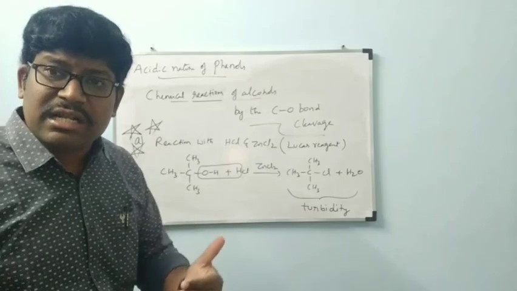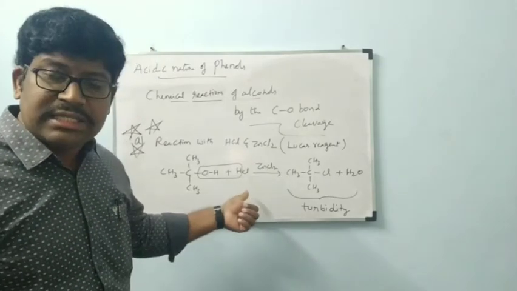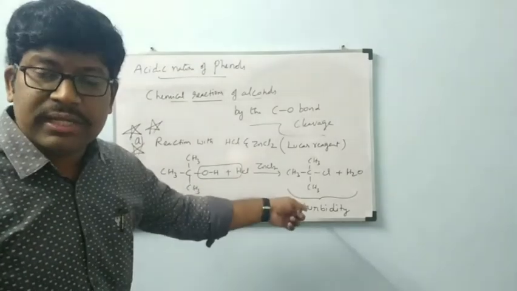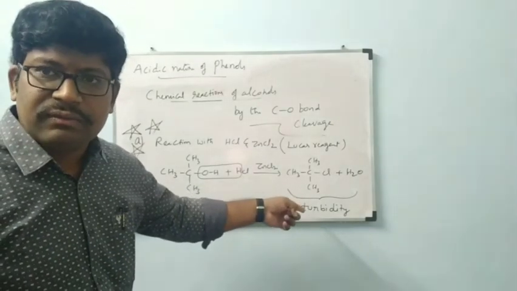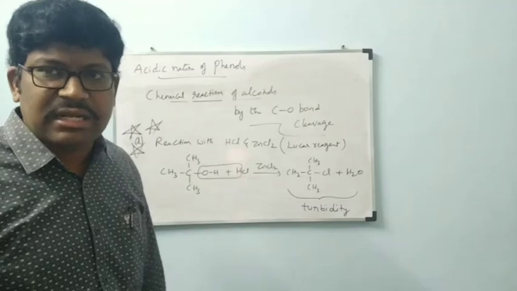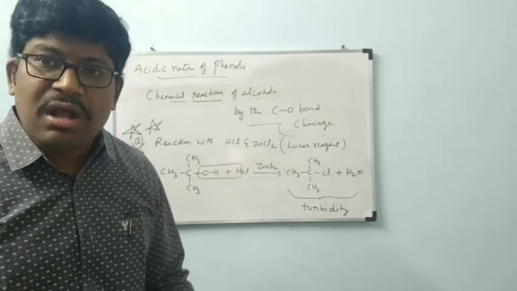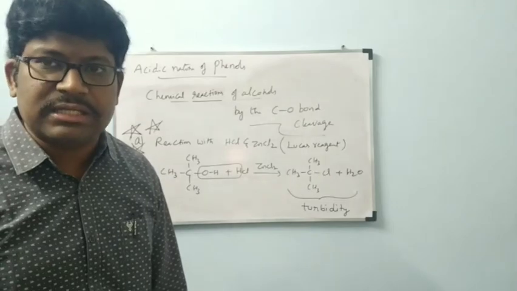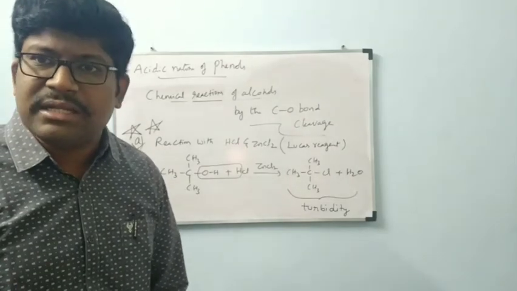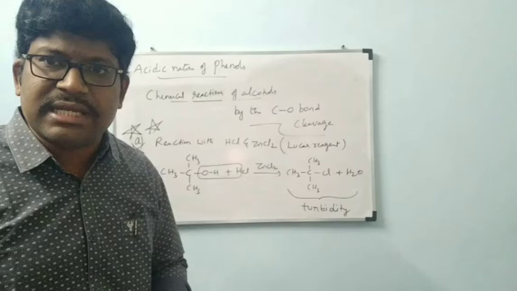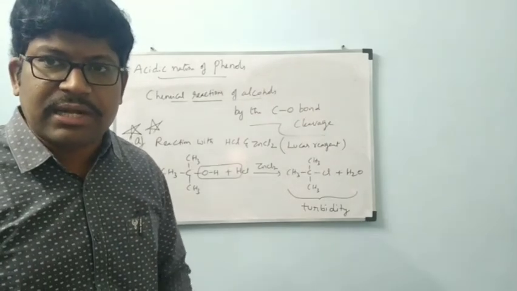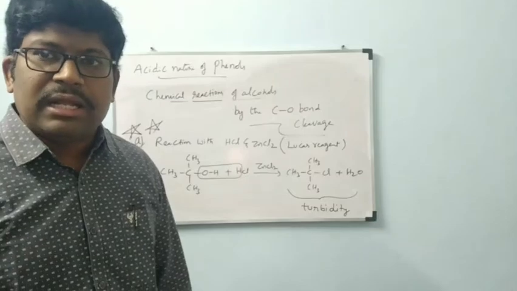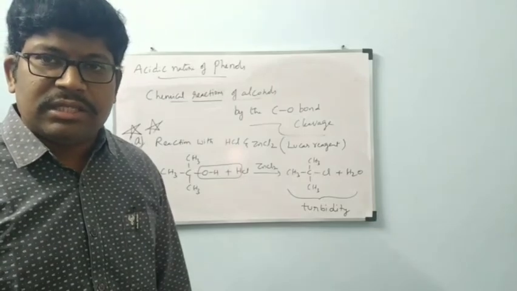Secondary alcohols will react with HCl and ZnCl2, Lucas reagent, to form haloalkane slowly, because the reactivity is less for secondary alcohols. That's why the reaction is slow. After 5 to 10 minutes, we will get turbidity for secondary alcohols. Primary alcohols won't react with Lucas reagent at room conditions. This is the explanation.